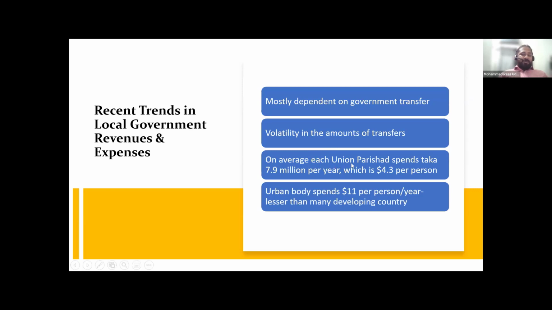When I say UP, it is the Union Parishads, which is the lowest tier of the local governments, where a lot of services are provided. But each UP spends on average 7.9 million per year, which works out to $4.3 per person per year. So it's a pretty small amount of money spent per citizen. On the urban bodies, including Paurushabas, which is the township local government, and the city corporations, that amount is also very low. It's $11 per person per year. It's even lower than many of the developing countries in the world.